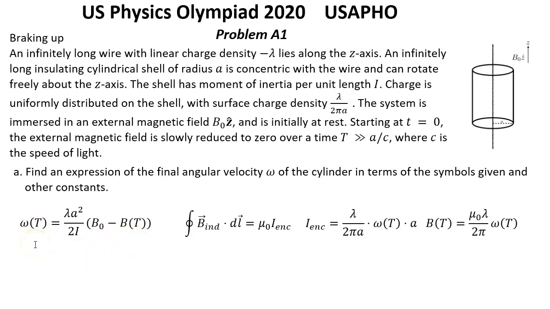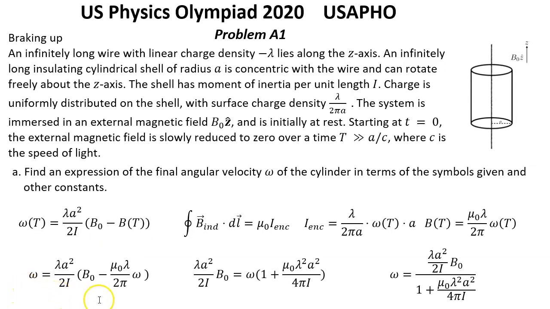Now we can put this expression for the magnetic field into our previous formula and find the final omega for the time when the total external magnetic field becomes 0. So omega equals this expression, and after that we can take omega out of the brackets, and finally omega equals this expression. This was the solution for question A.